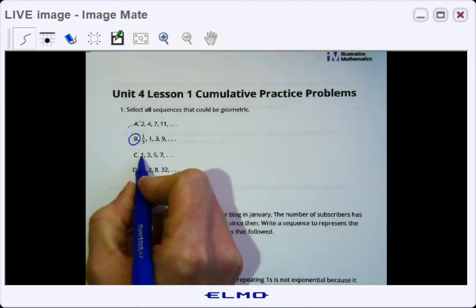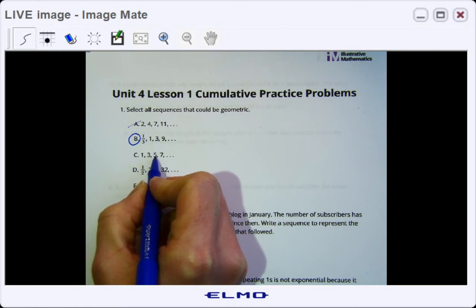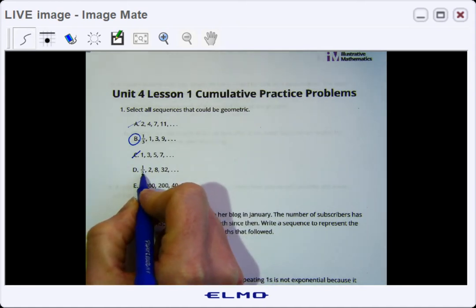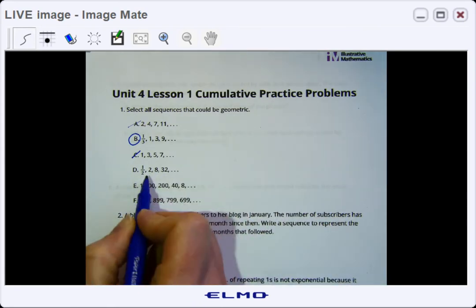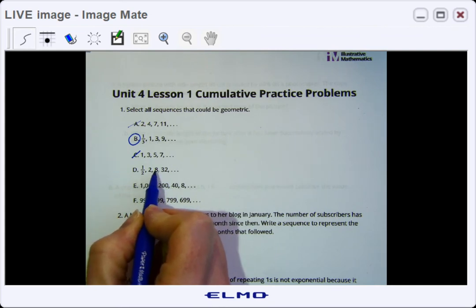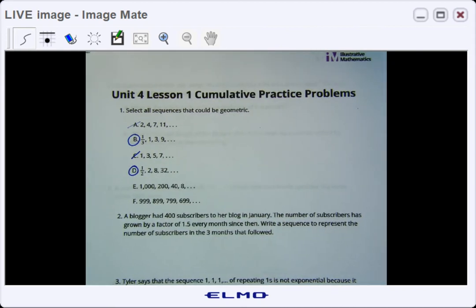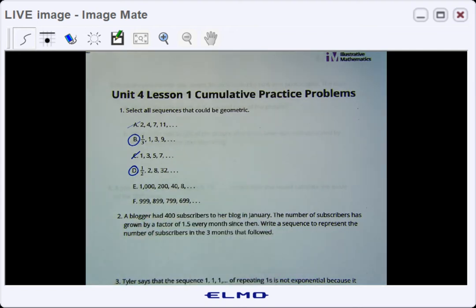On C, 1 times 3 to get to 3, but 3 times 3 is 9, not 5, so not C. On D, to get from 1/2 to 2, I multiply by 4. And so I'm going to check here. So 1/2 times 4 is 2, 2 times 4 is 8, 8 times 4 is 32. So D is geometric. And then in this direction, I'm actually multiplying by a fraction.